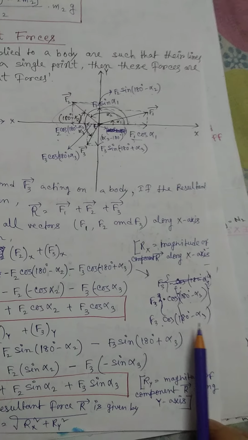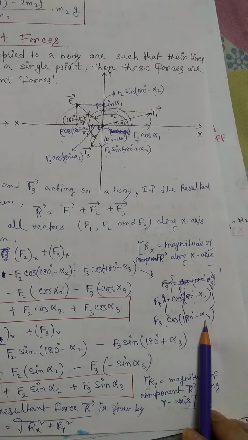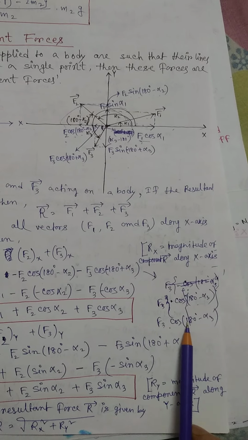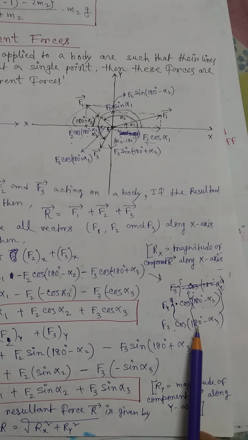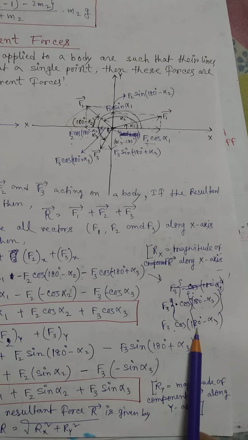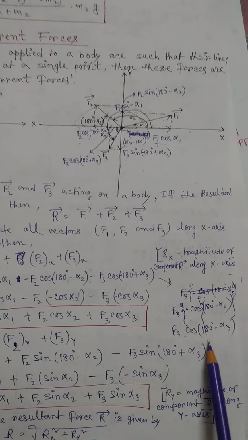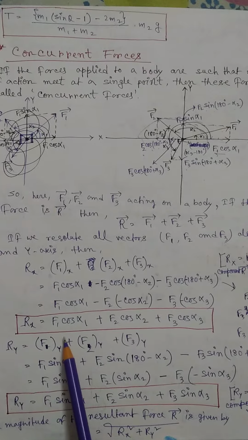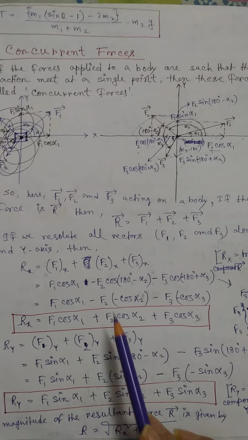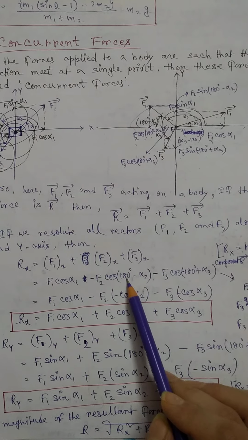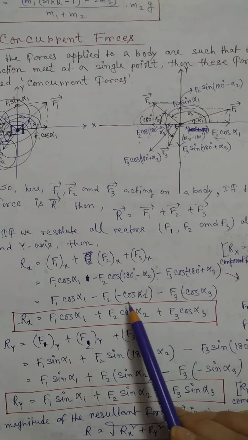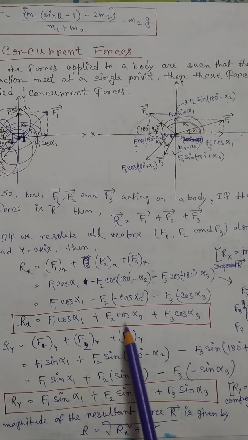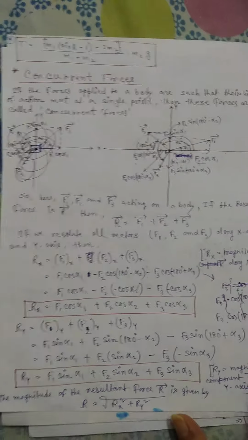Okay, and cos(180 degree minus alpha 3), just look here. This is the second quadrant, because 90 degree into 2, right? So this is the second quadrant, and in the second quadrant cos is negative. So that's why this equals minus cos alpha 3. So Rx equals F1 cos alpha 1. This one is also in the second quadrant, that's why cos(180 degree minus theta) equals minus cos theta. Okay, so F1 cos alpha 1 plus F2 cos alpha 2 plus F3 cos alpha 3.